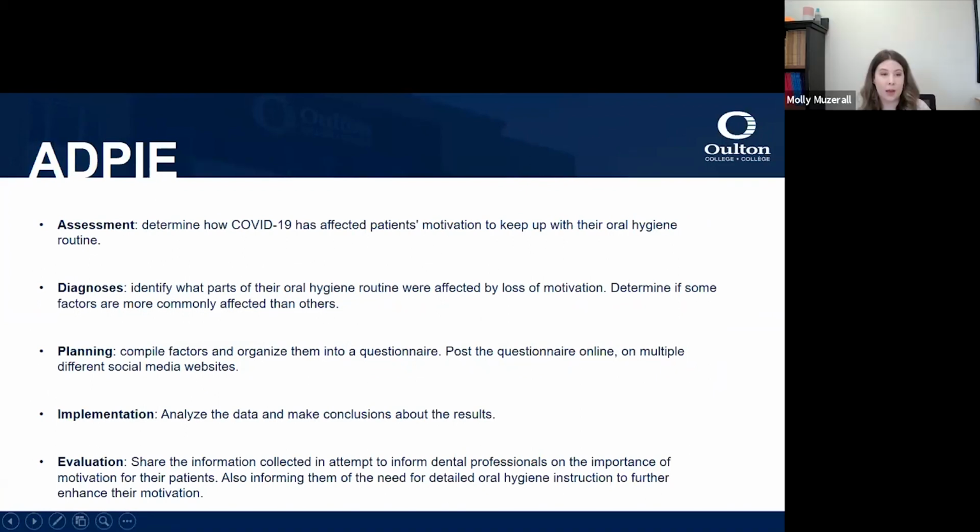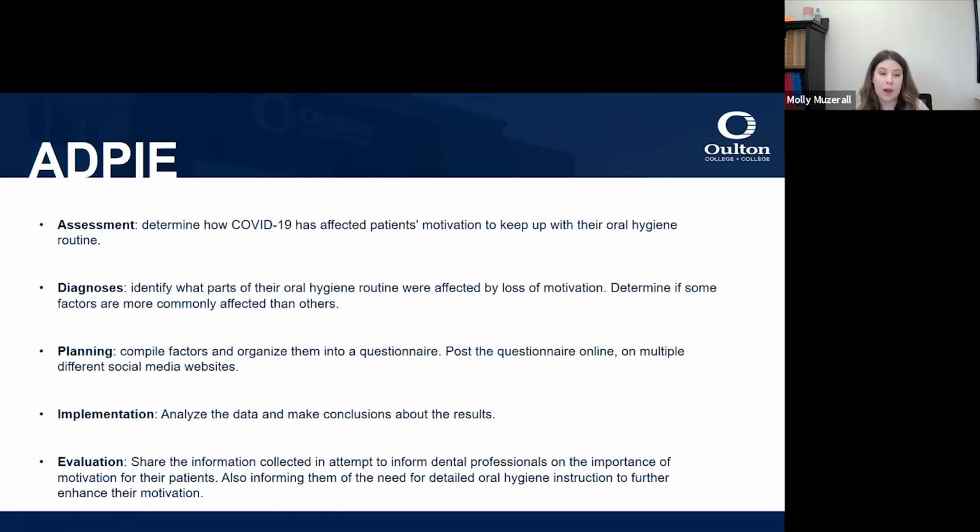Next is our ADPI. So our assessment was to determine how COVID-19 has affected a patient's motivation to keep up with their oral hygiene routine. Our diagnosis was to identify what parts of their oral hygiene routine were affected by loss of motivation and determine if some factors are more commonly affected than others.